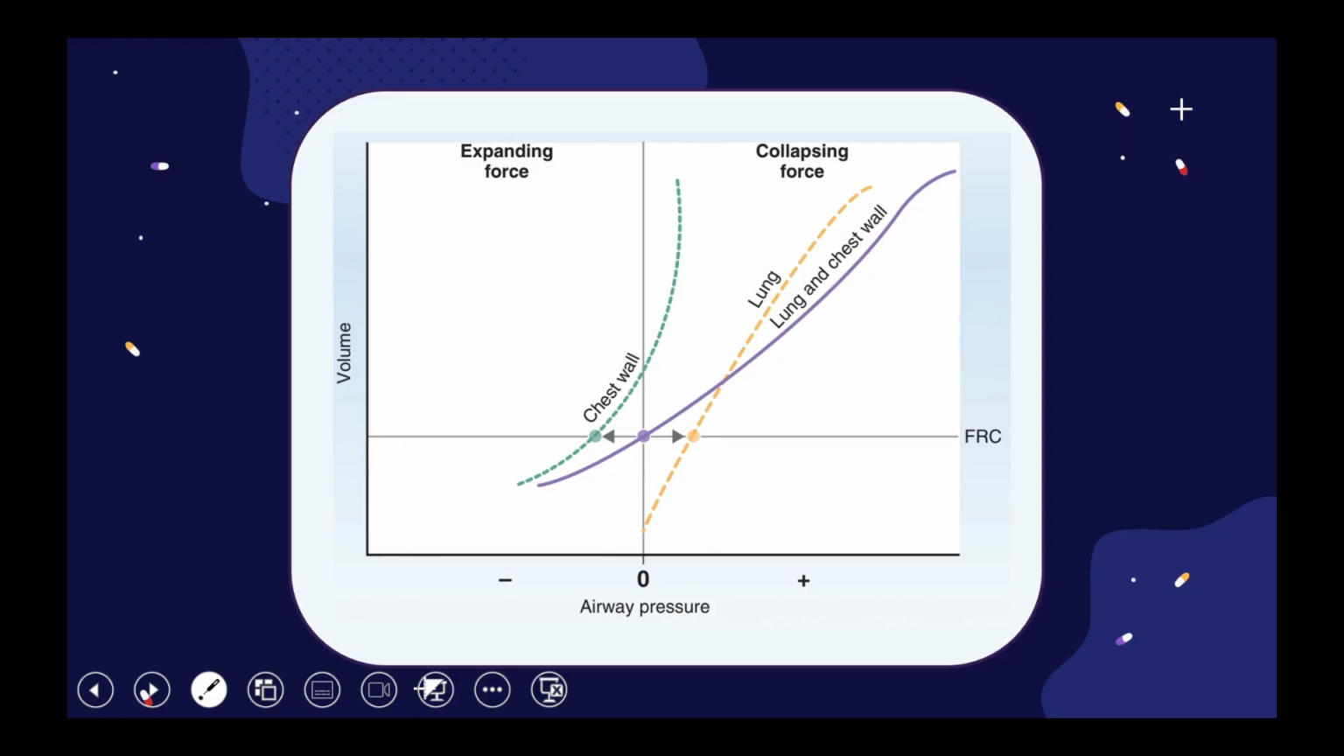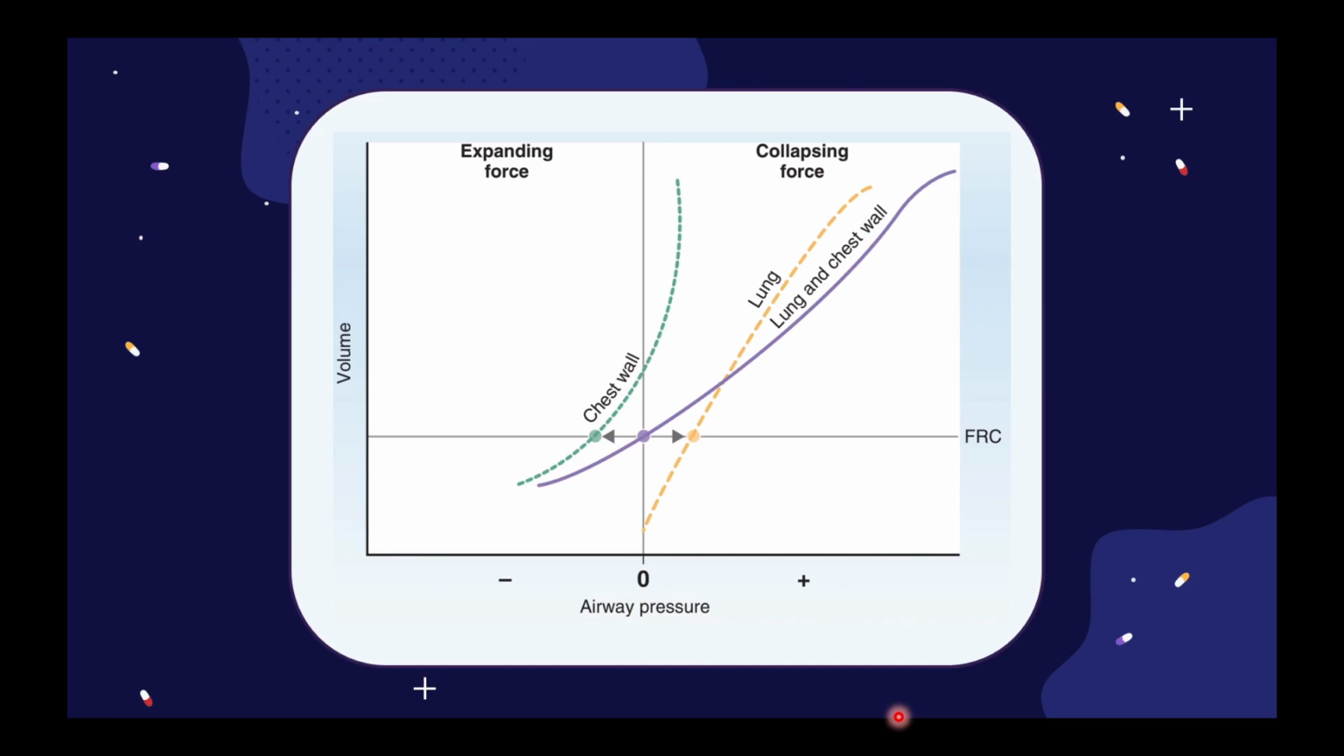Now, moving on to this graph, in order to understand it well, we first need to define our axes. The first thing is that the y-axis is the volume, which is basically the volume of the lungs, and the x-axis is the airway pressure. We chose our reference point to be FRC because when the volume of the lungs is FRC, the lung and chest wall system has an airway pressure of 0.